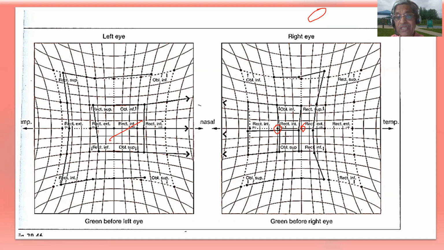You see the other squares. See the other inner square is here. Inner square, see now lateral rectus. Inner square has to come here. This lateral rectus area has to come here. But now it is coming somewhere here. That means what? The lateral rectus is not working properly.